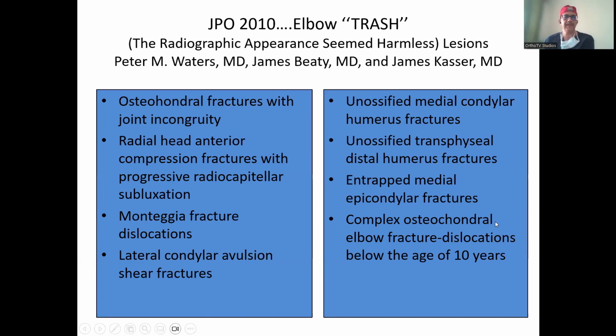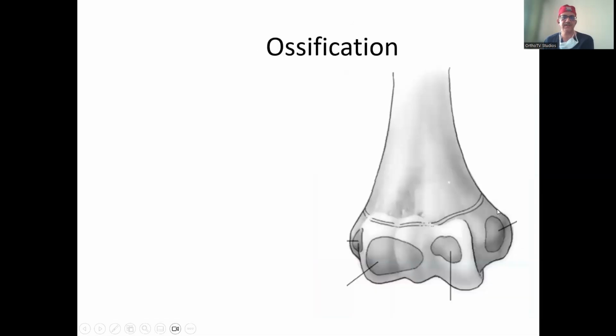The original paper by Peter Waters and James Kasser is from JPO 2010, where they have given a list of the trash lesions: osteochondral fractures with joint incongruity, radial head compression fractures with subluxation, Monteggia variations with subluxation, lateral condyle avulsion or shear fractures, non-ossified medial condylar fractures, transphyseal separations, trapped epicondylar fractures, and complex fracture dislocations.